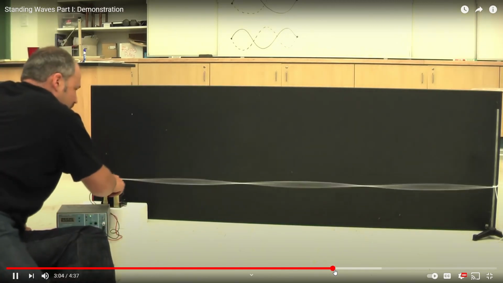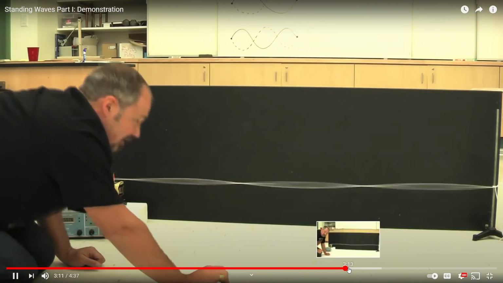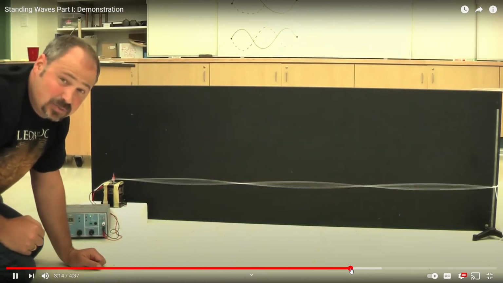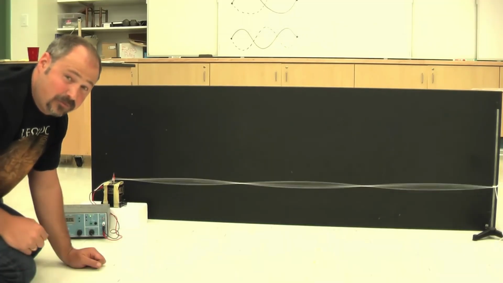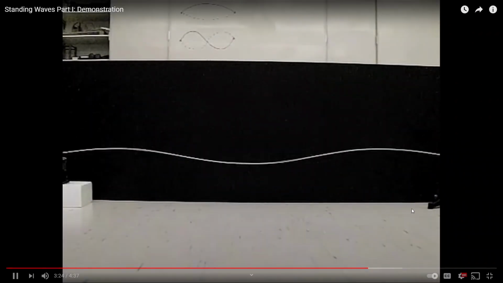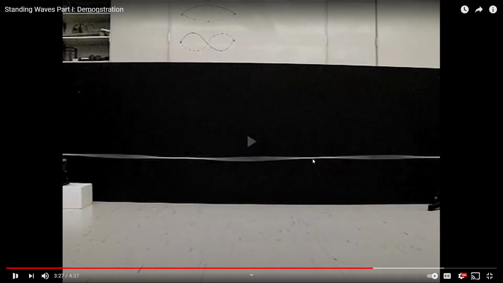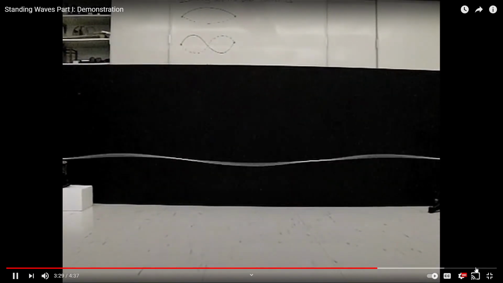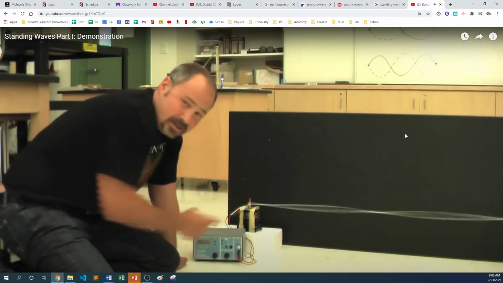Well, it's 1 1/2 wavelengths, and it's easier to see slowed down. So check out this shot with the high-speed camera and verify for yourself that it is 1 1/2 wavelengths. So you can see we have 1 wavelength right here, and then 1/2 a wavelength right there. So again, third harmonic.